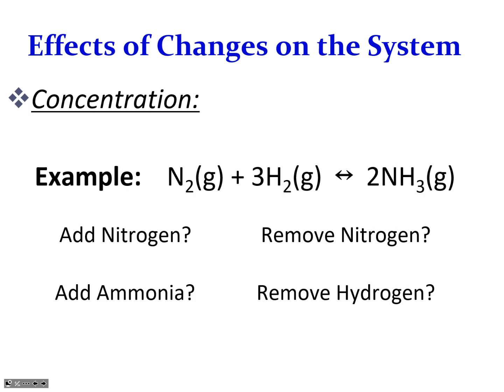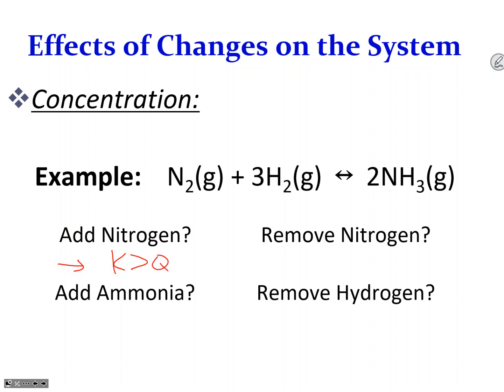Okay, so if we add in nitrogen, which way is it going to go? Right, towards the products. Good. Adding in reactant, of course, is going to make K greater than Q. Q is going to be smaller, so it's going to go to the right.